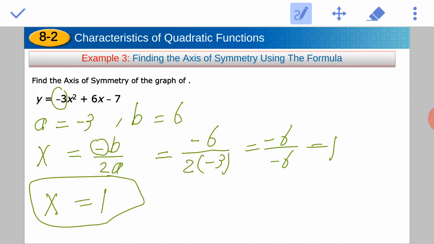Very easy, guys. So far you learned 3 methods to write the equation of the axis of symmetry. If you are given a graph, you can use the vertex or you can use the two zeros. If you are not given a graph, you can use the formula x equals -b over 2a.